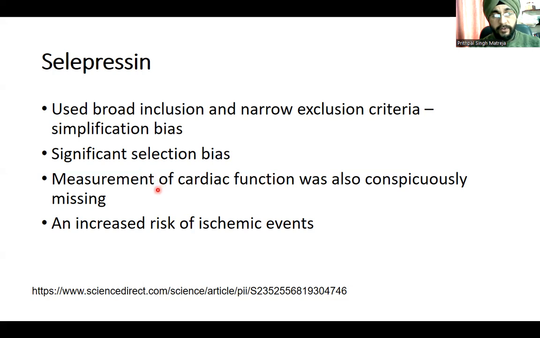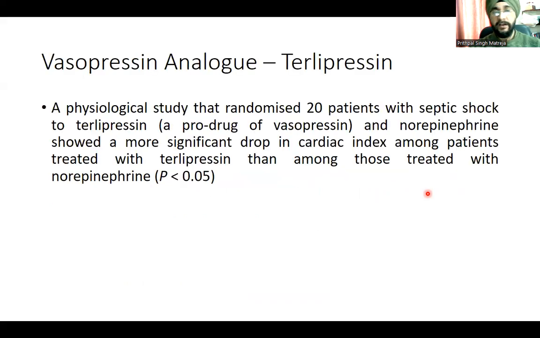They also found that the measurement of cardiac functions was missing. Plus, there was an increased risk of ischemic events associated with selepressin. Another vasopressin analog that is being used is terlipressin. Now, there's a physiological study that randomized around 20 patients with septic shock to terlipressin and norepinephrine. What they showed was a significant drop in cardiac index among patients treated with terlipressin than among those treated with norepinephrine.